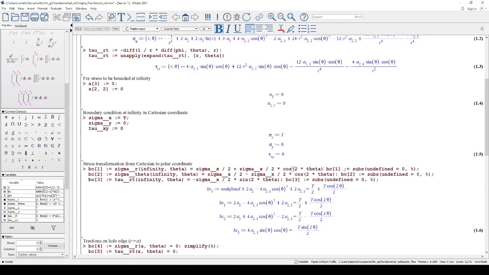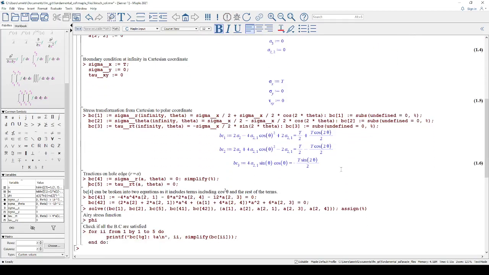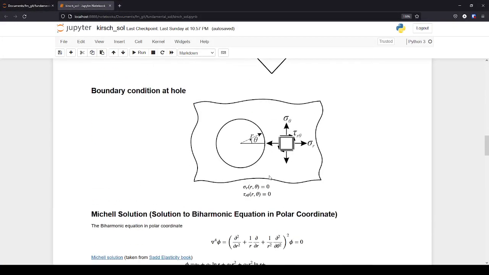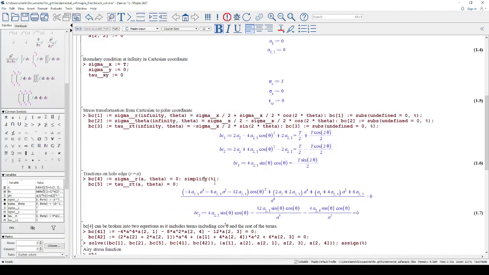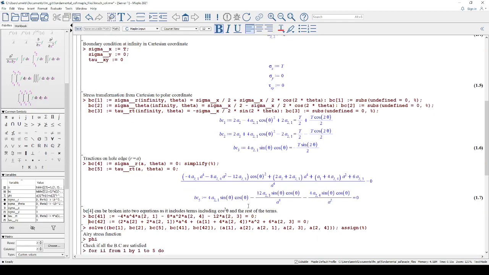Okay, and we also substitute it with colon here. For the tractions on the edge of the hole, as I said, we have sigma r and tau r theta equal to 0. So we also have this equal to 0. So now we have 1, 2, 3, 4, and 5 boundary conditions, on the infinity and on the whole edge of the hole.